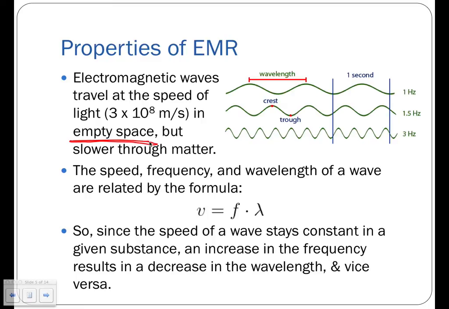And so when it does travel through empty space, it always goes at this speed right here, 3 × 10⁸ meters per second. And that's rounded to basically the nearest 100 million. But that's going to be our speed of light in a vacuum.